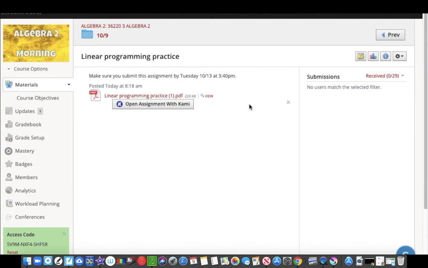Now, this is something that is going in the gradebook, so please make sure you have it done. It says right on here, make sure you submit this assignment by Tuesday, so next week, Tuesday. That gives you 4 days to work on it at 3:40, okay? So this is actually going in the gradebook. It's our linear programming problems. I'm looking at it more in terms of the inequality part of it for now. I'm not quite ready to test you on linear programming as a whole.